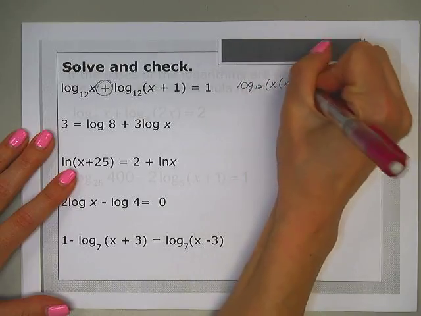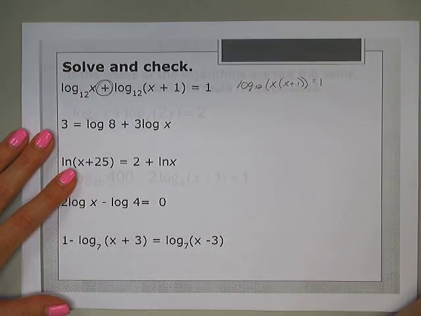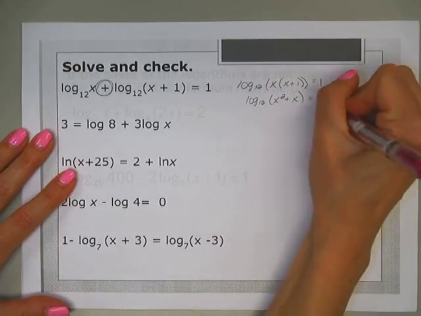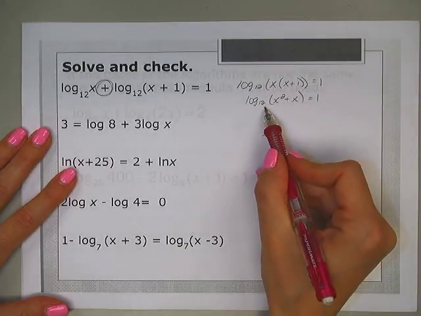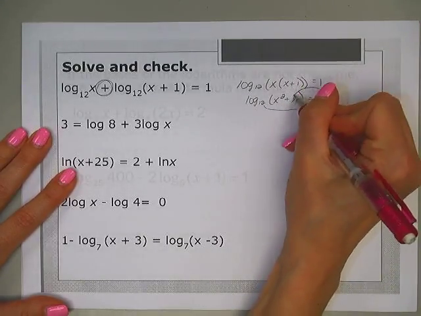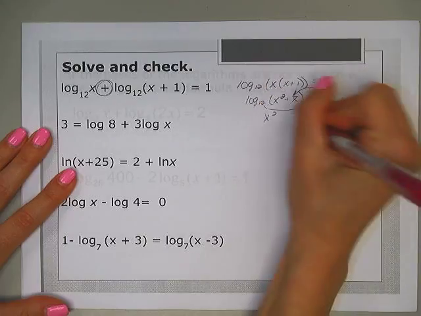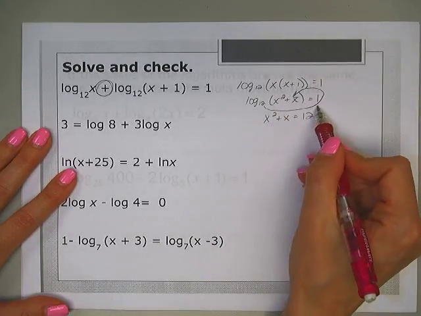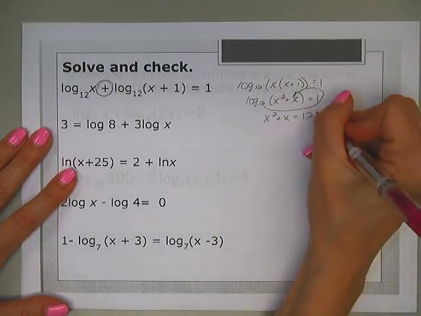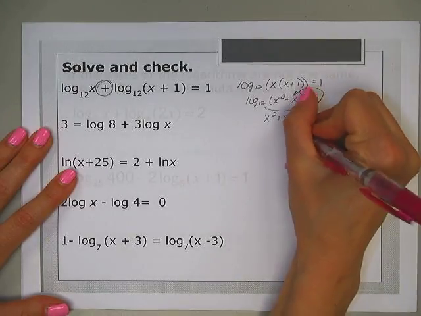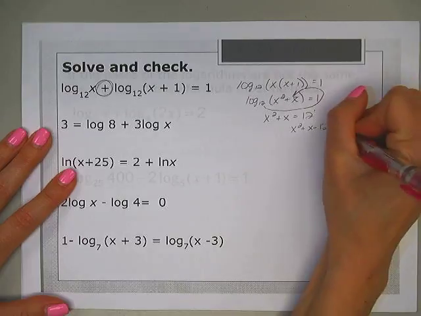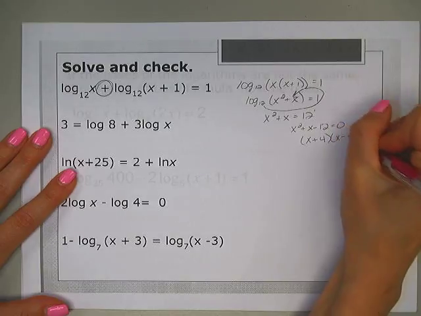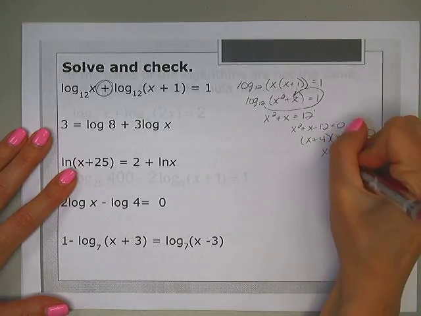Okay, so let's start with something basic. I've got log base 12 of x plus log base 12 of x plus 1 equals 1. That plus sign, what property is that? The product property. Therefore, I can change this to log base 12 of x times x plus 1 equals 1, which is equivalent to log base 12 of x squared plus x equals 1. Once I have a single log, I'm going to log roll, and I get x squared plus x equals 12.